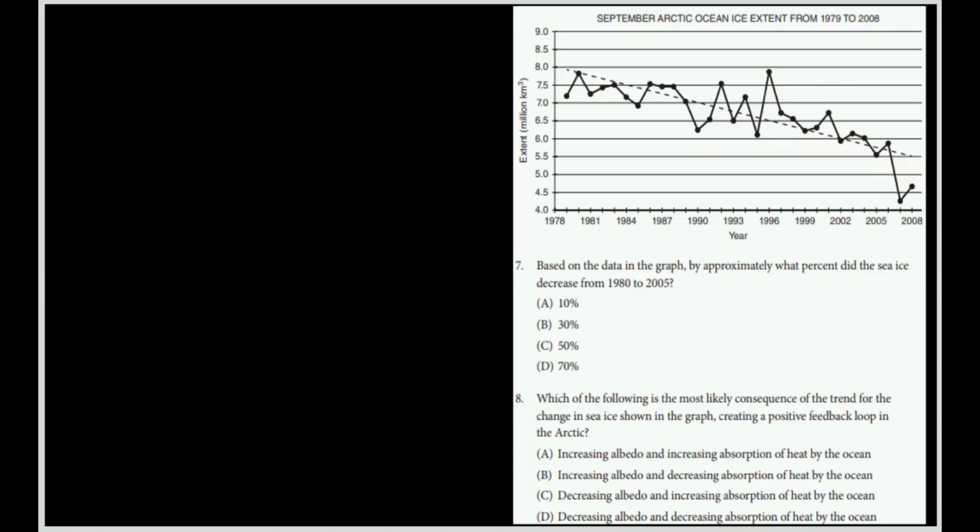So the first thing it says is it's the September Arctic Ocean ice extent from 1979 to 2008. Okay, so that's what they're saying there. And then your graph, they've got your data, and then they've got this nice dotted best fit line. That's really a great example of a best fit line, actually.